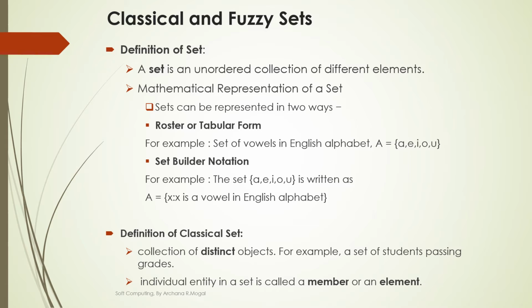Then the definition of a classical set. A classical set is a collection of distinct objects. For example, a set of students' passing grades. An individual entity in a set is called a member or an element.